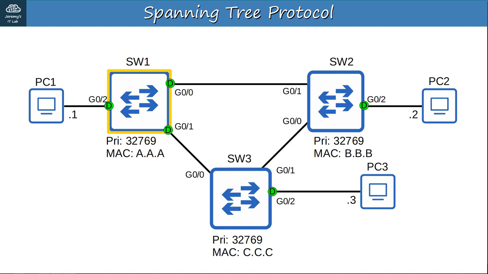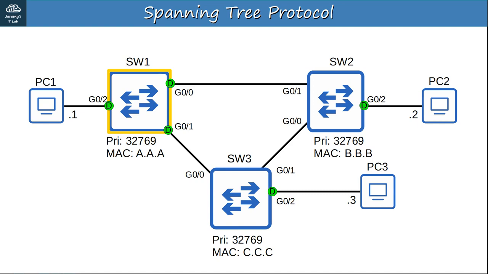We could also change the bridge priority on the switches for a specific VLAN. So for example, switch 1 is the root bridge for VLAN 1, switch 2 could be the root bridge in VLAN 2, and switch 3 could be the root bridge in VLAN 3. I'll talk about how you can do that in the next video. I just want to let you know some of the possibilities.